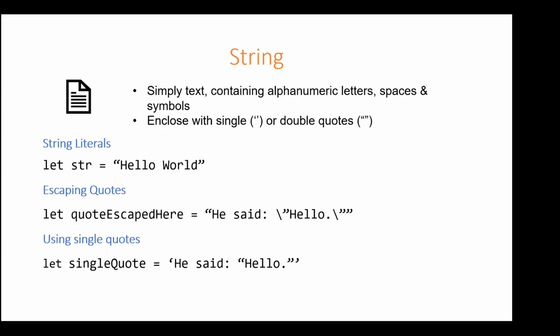Okay, next, strings. Strings are simply text containing alphanumeric letters, spaces, and symbols. So here we have a string. We call it a string literal. When you see a string directly represented like that, we call it a string literal. It's a string because it's a series of 0 or more characters enclosed in either a single or double quote. So you can write this as hello world like that. This is a valid string as well. So you can either use single or double. But you must always define a string with a start and an end.